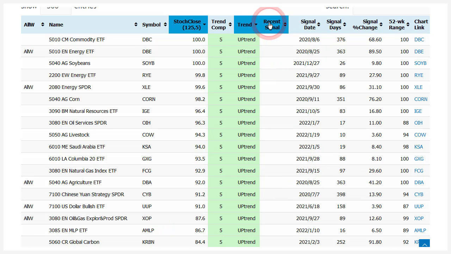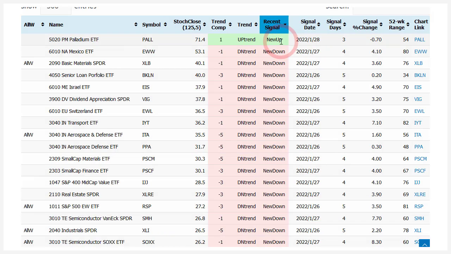So we can also look at the recent trend signals here. There is one new uptrend in palladium, which had a big move. StochClose is not very high at 71. A lot of new downtrends, and this is over the past 5 trading days. And then there is a link on the right if you want to see a sharp chart with corresponding indicators for these ETFs. But let's look at palladium just for grins.